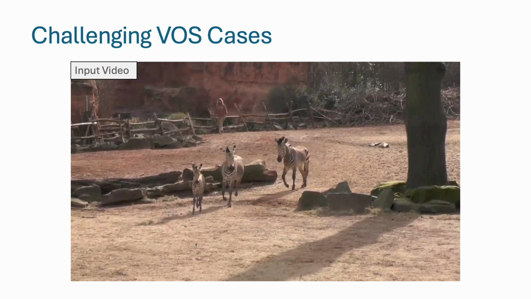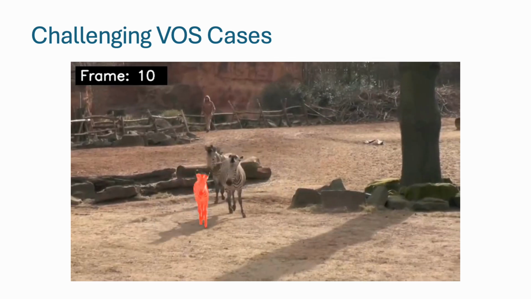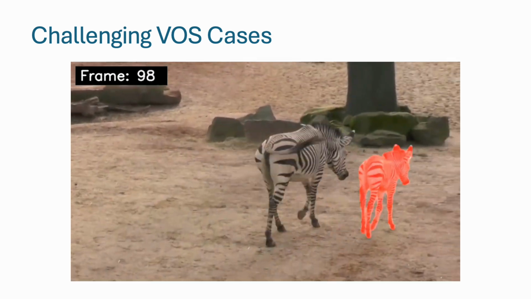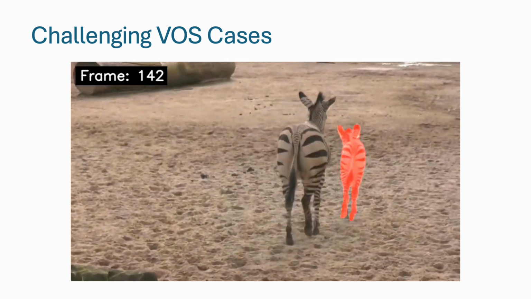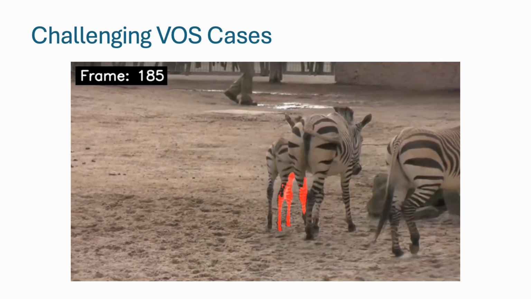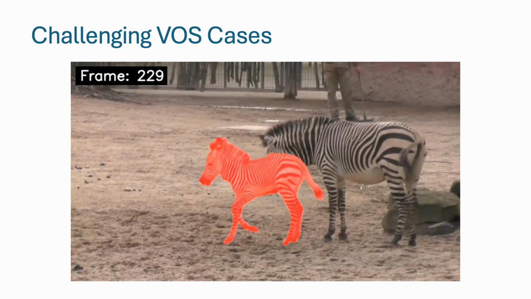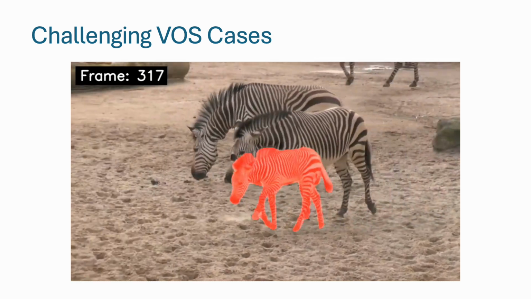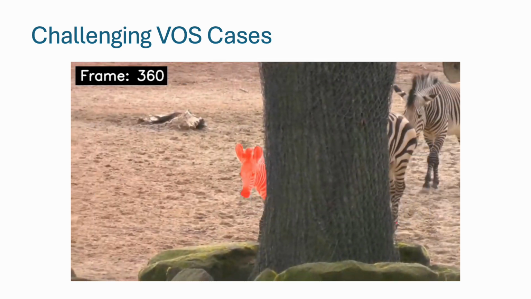In this video, the target for segmentation is the smallest zebra. Despite the similarity and occlusion between the target and other zebras at several frames, our method accurately segments it based on its mask without confusion. Additionally, there are instances where the target disappears behind a tree in certain frames, and our method successfully segments it again once it reappears without drifting.